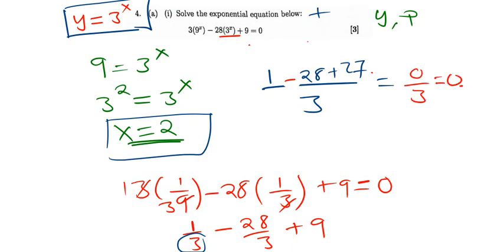So that proves negative 1 is a possible solution. And this is just for fun. It's not a requirement when you're given such a question.